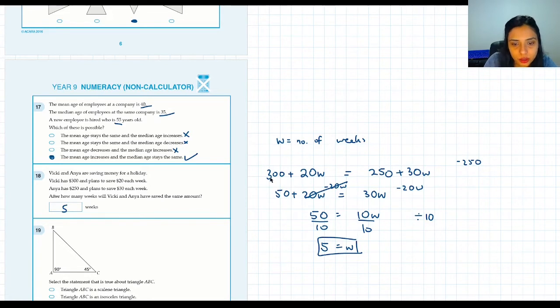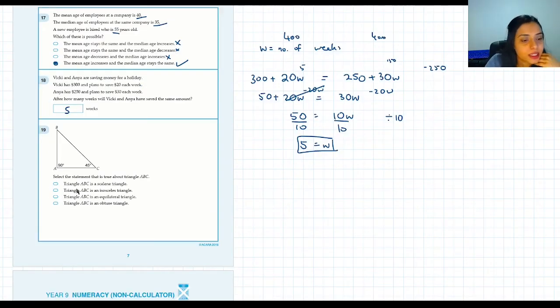Let's check that. So 300 plus 20 times 5 gives us $400. And 250 plus 30 times 5, so 30 times 5 is 150, plus 250 also gives us $400. So we have just checked that it's correct.